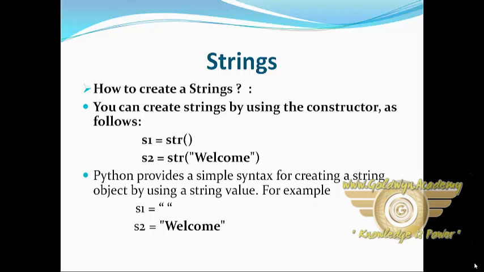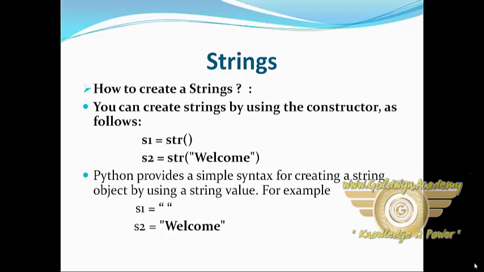First of all, we see how to create a string. You can create a string by using the constructor as follows: we declare s1 = str() and s2 = str("welcome"). Alternatively, Python provides a simple syntax for creating a string object by using a string value. For example, s1 = "" (a blank string) and s2 = "welcome".